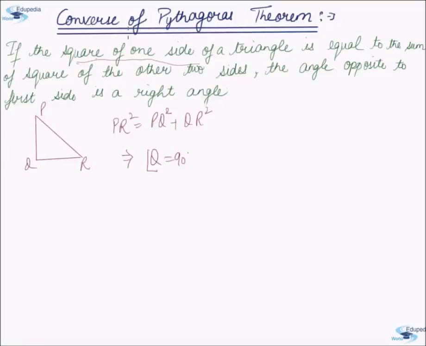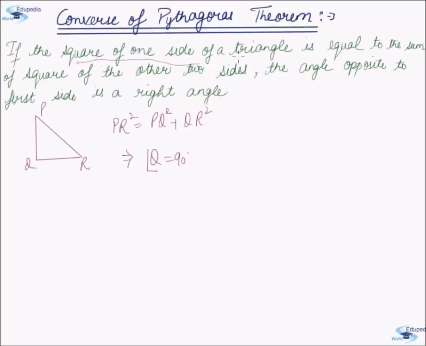In this video, we'll be learning the Converse of Pythagoras Theorem and its proof. The statement of the converse says that if the square of one side of a triangle is equal to the sum of squares of the other two sides, then the angle opposite to the first side is a right angle. Let us first discuss the statement.